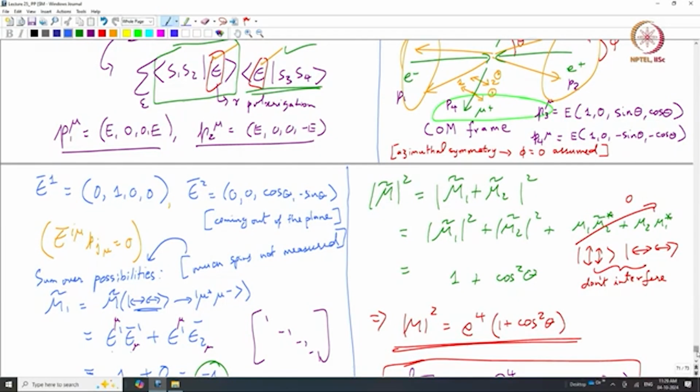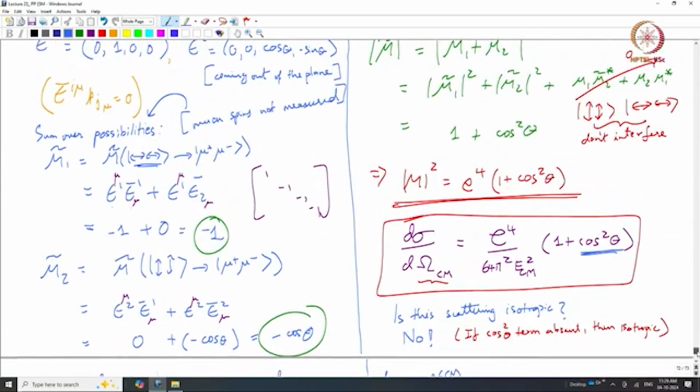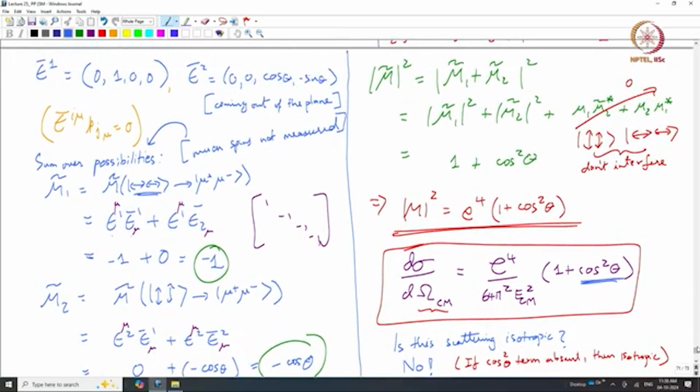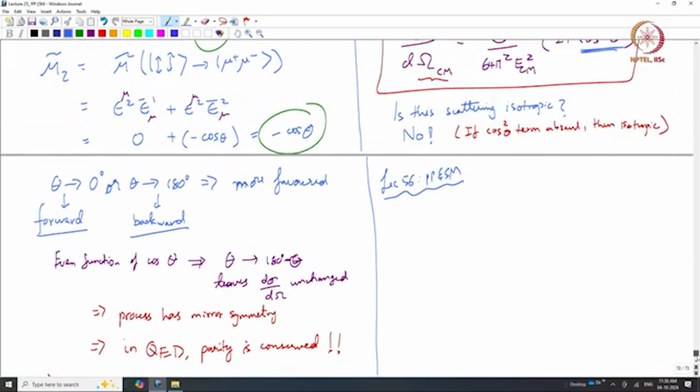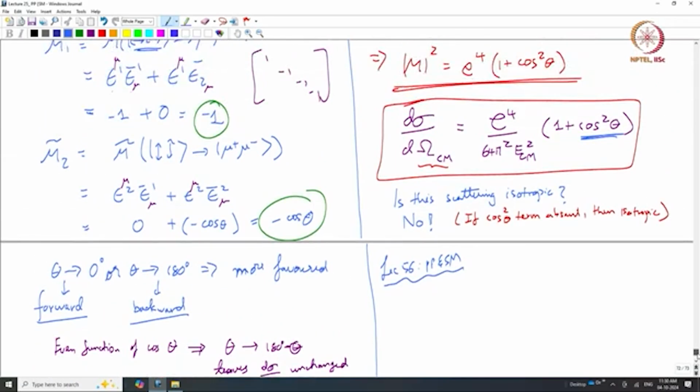So that is what we did. We added up the amplitudes correctly, and we found that the |M|^2 came out to be proportional to 1 plus cos^2 theta. In other words, in the center of momentum frame, the differential cross section with respect to solid angle was proportional to 1 plus cos^2 theta. That made us wonder whether the scattering is isotropic, and we found that that is not the case. There's not a 4 pi symmetry here, there's no spherical symmetry here.